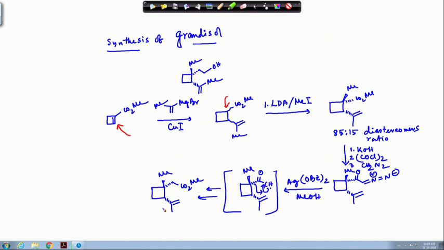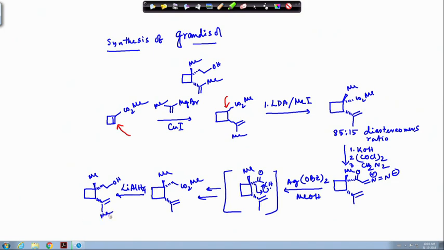Okay. Now, we have this ester, and this can be treated with lithium aluminum hydride. In the presence of lithium aluminum hydride, this will give the corresponding primary alcohol, which is actually our target molecule.